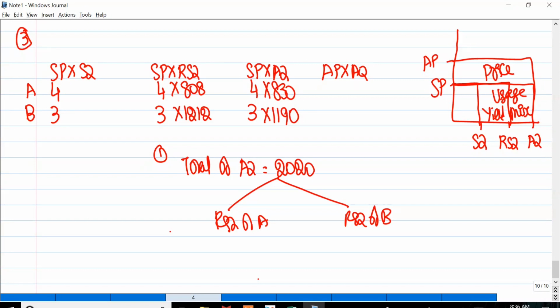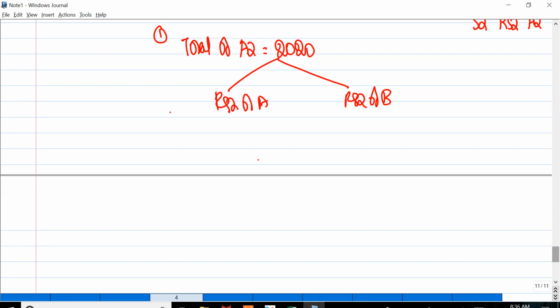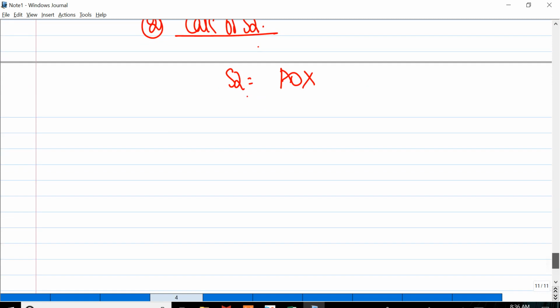Next, point number 2, calculation of SQ. Now you take your actual output. SQ is equal to AO into input by output. This is the place where your AO will be used to get standard quantity.